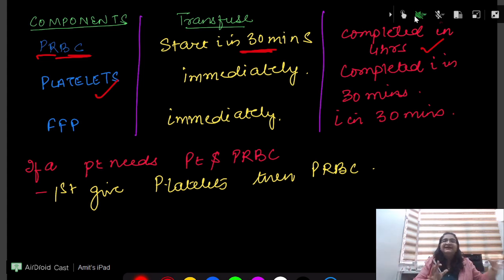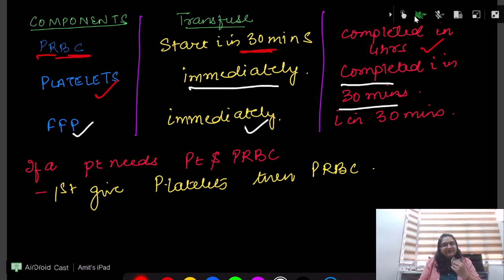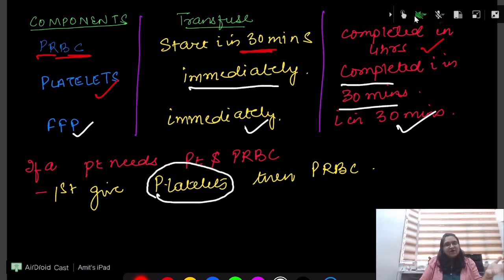If suppose someone needs platelet transfusion, then if you take it from the blood bank, it has to be given immediately. We don't store it. It has to be given immediately, and it has to be completed within 30 minutes. Fresh frozen plasma also has to be given immediately and completed within 30 minutes. So there was once a question, if a patient needs both platelets and PRBCs, then what will we give him first? We will first give him platelets, because we have to give it immediately and it has to be completed in 30 minutes. Then we will give him PRBC, because for PRBC we require longer time.